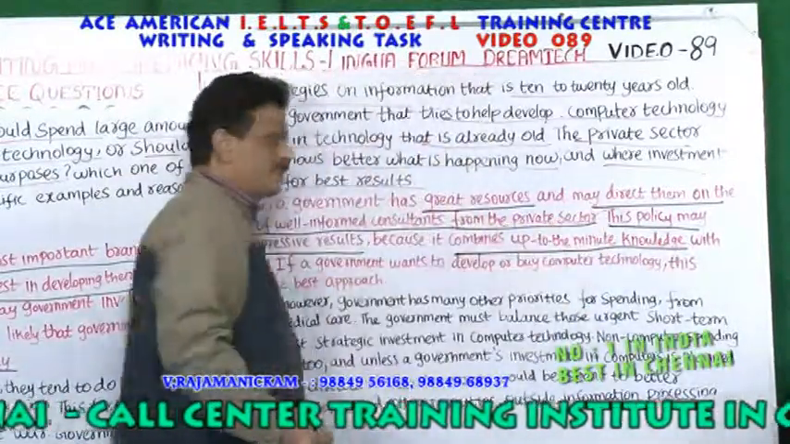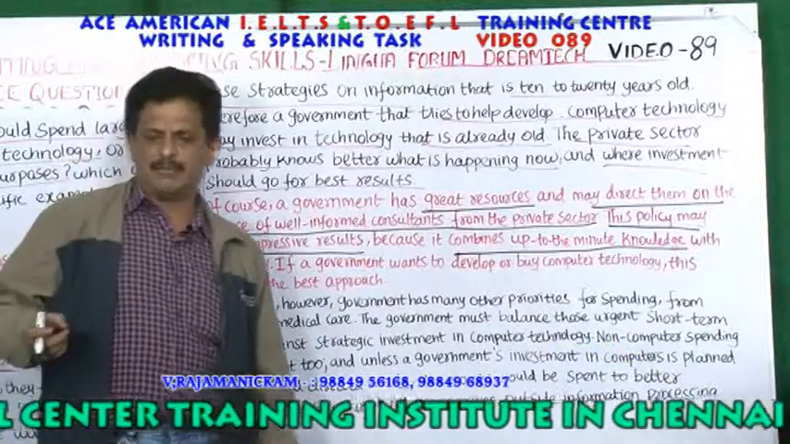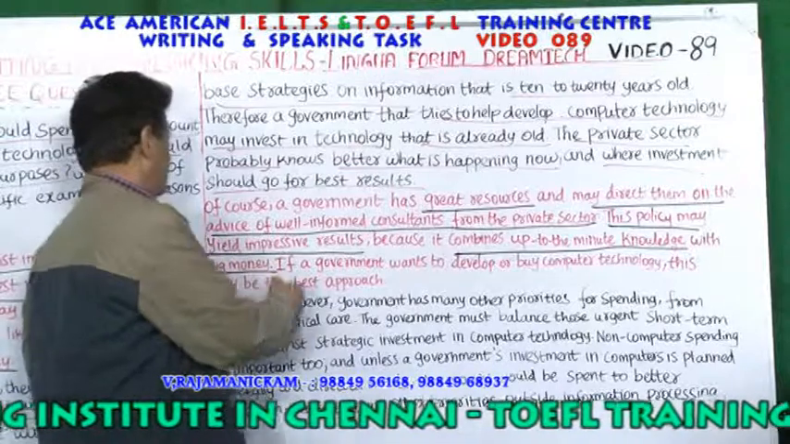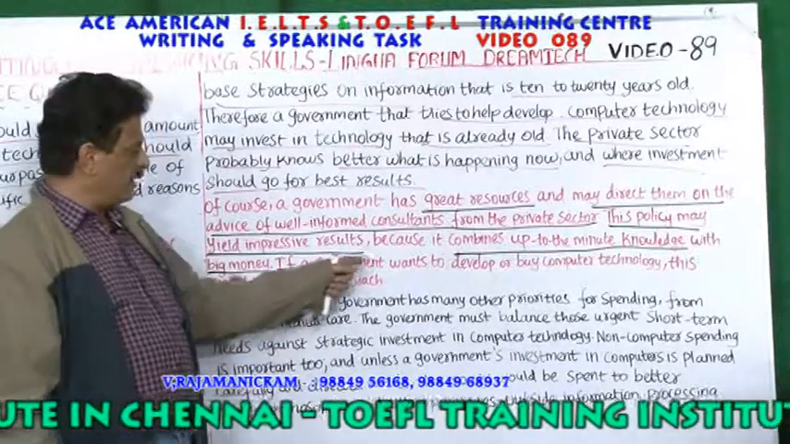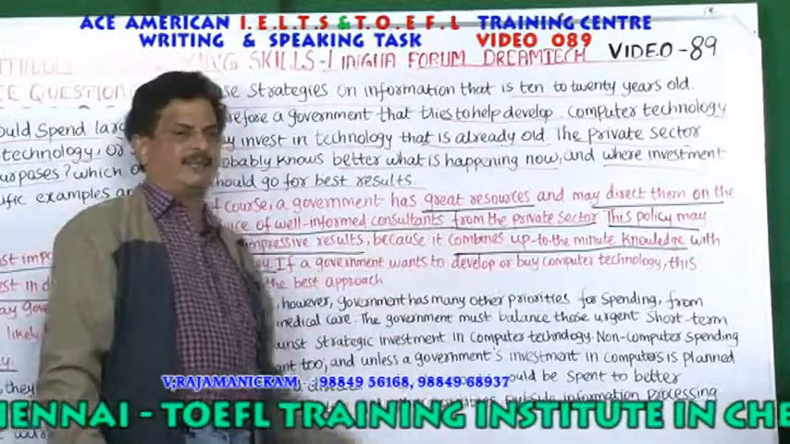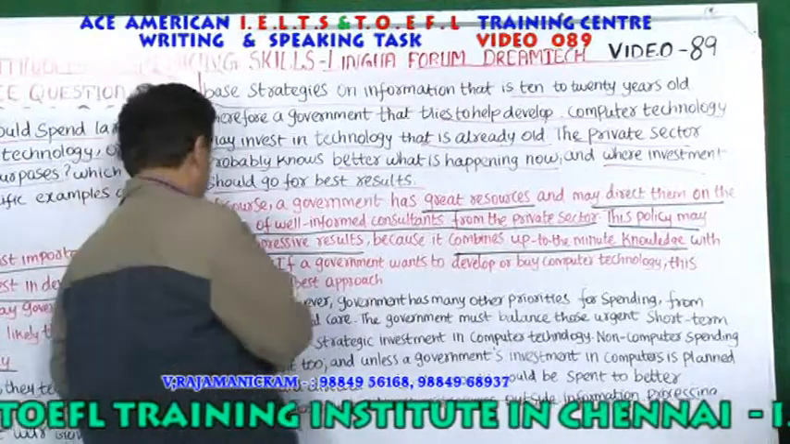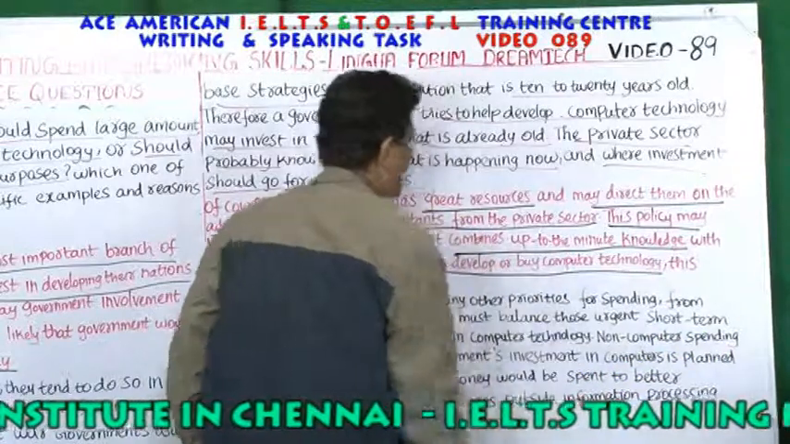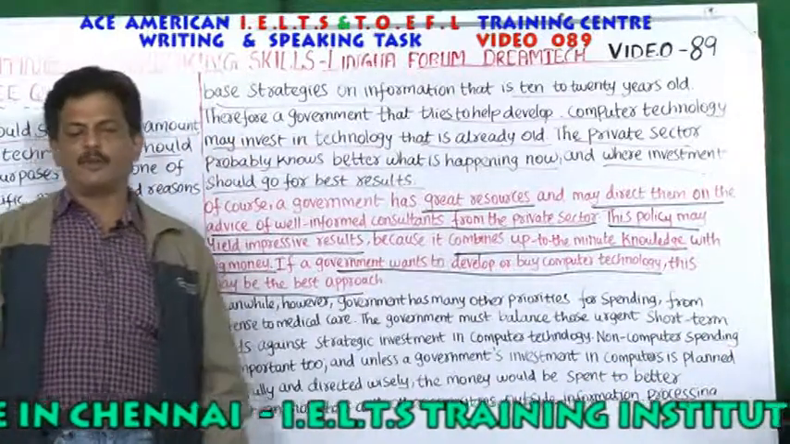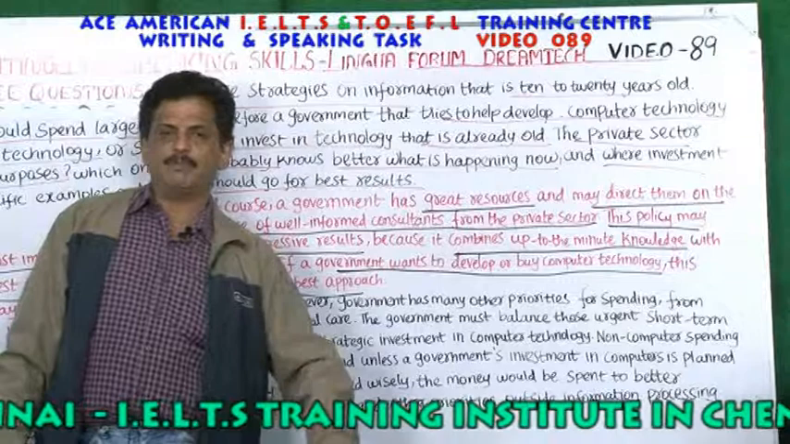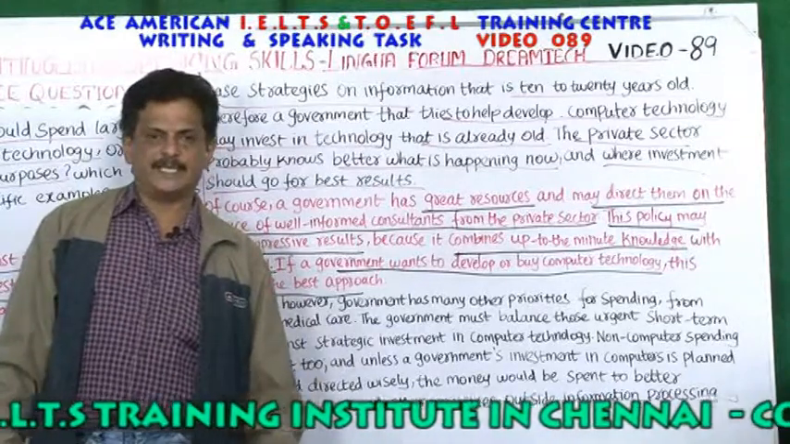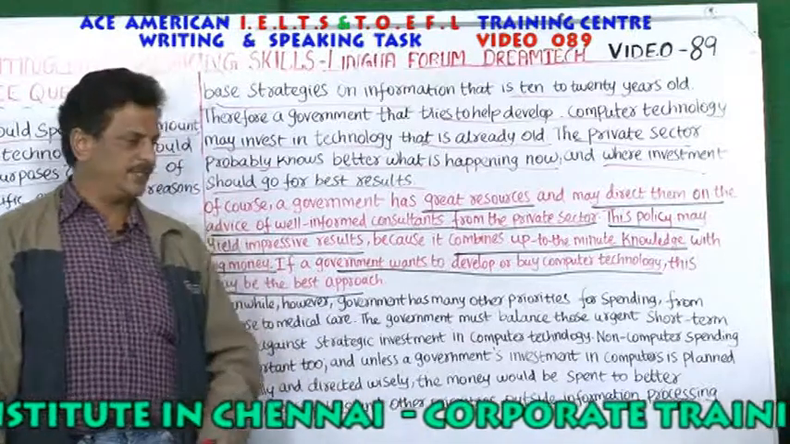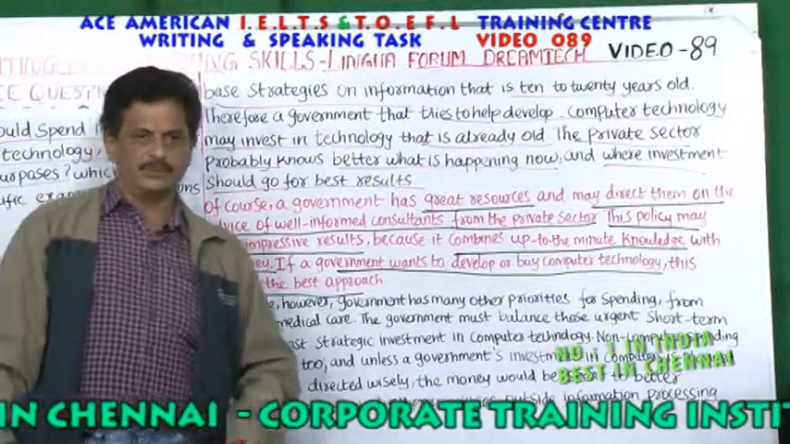Up-to-the-minute knowledge means updated things, whatever is happening till now, combined with big money. So a lot of money is involved. If a government wants to develop or buy computer technology, this may be the best approach. So he advises the government that, with a lot of resources and with the help of the private sector, it is wise to invest in computer technology. Otherwise, it's going to be a waste, it's going to be outdated.